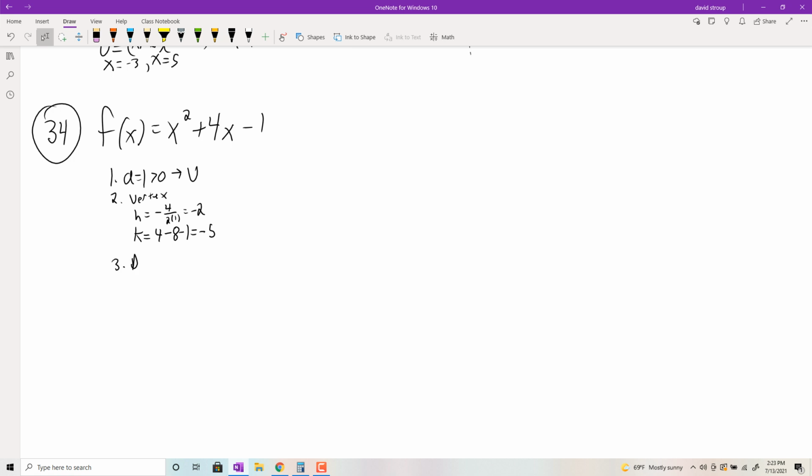Domain is always negative infinity to infinity. Range, because it's a happy face, it'll go from negative 5 to infinity. And the axis of symmetry, x is negative 2.